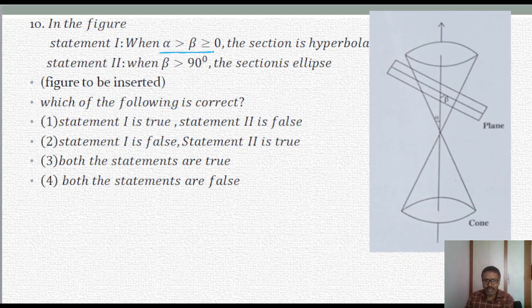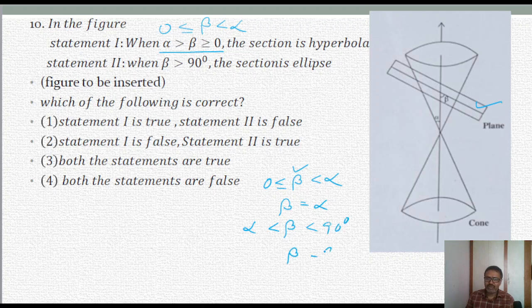Alpha greater than beta greater than or equal to 0. The same can be written as 0 less than or equal to beta less than alpha. If you remember these conditions, where beta is the angle made by the plane with the axis of the cone, and when beta is equal to alpha, and when beta lies between alpha and 90 degree, and when beta is equal to 90 degree.